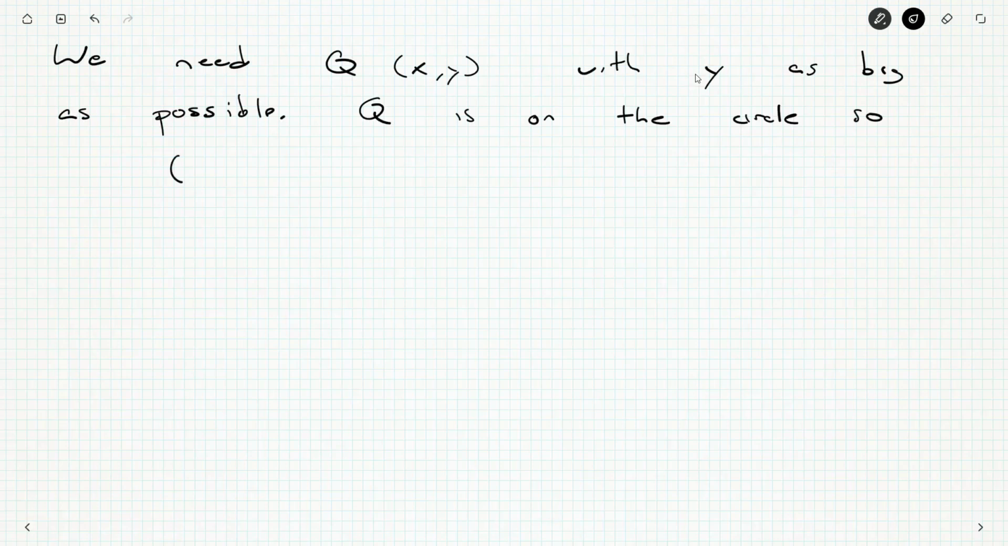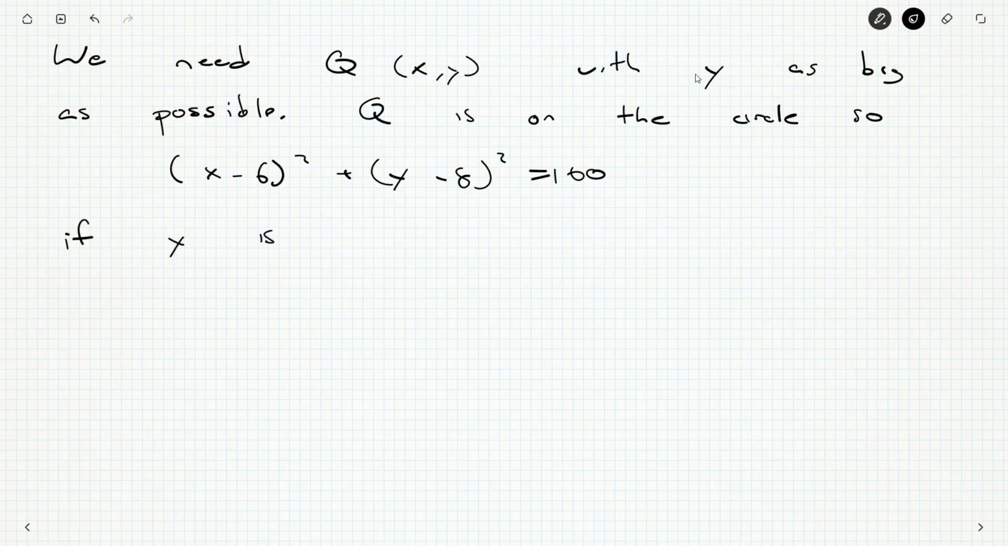So that means that x minus 6 squared plus y minus 8 squared is equal to 100. Okay, now, if y is as big as possible, then I would say y minus 8 is as big as possible.